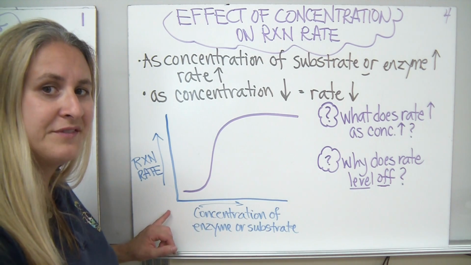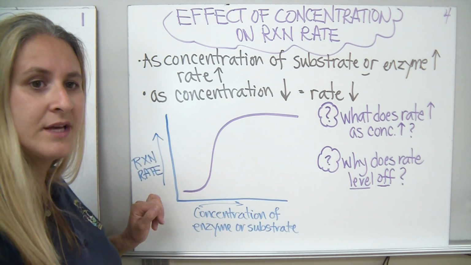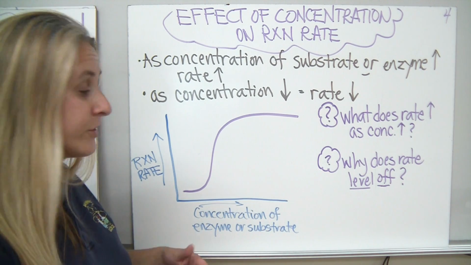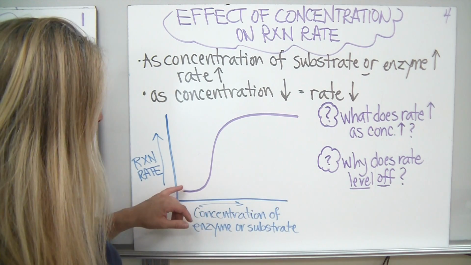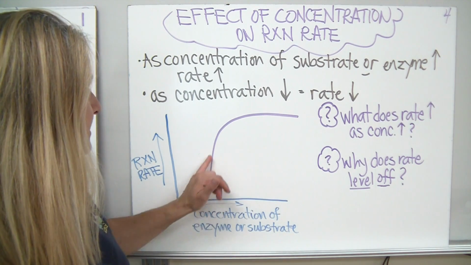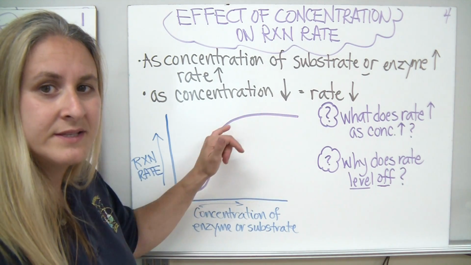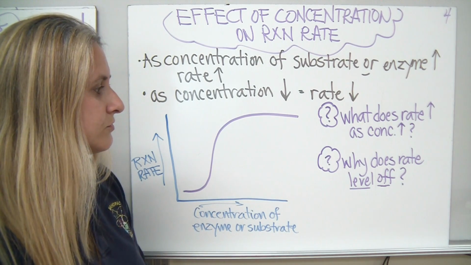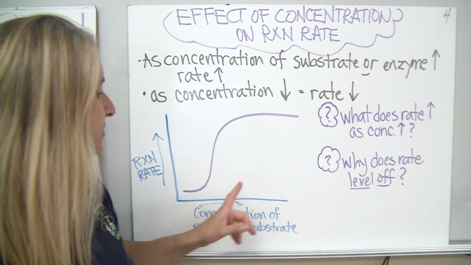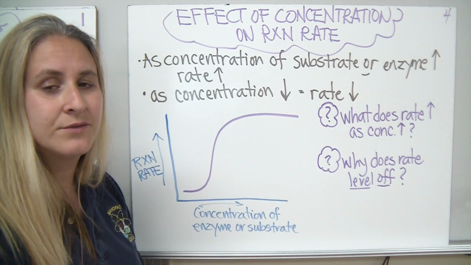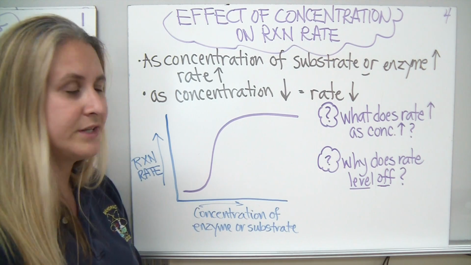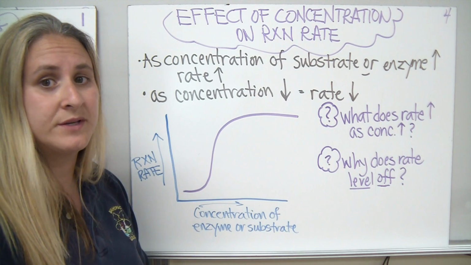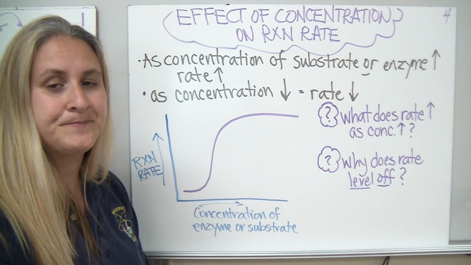So if we look at our generic graph again, as the reaction rate increases on the y-axis and our concentration of either the substrate or the enzyme, or it could be both, increases on the x, you notice that as the concentration increases, the rate also increases, but then we get this plateau, it levels off. Why do you think it plateaus? Well, we have 2 questions. What does the rate do as the concentration increases? We just answered that. Make sure you record your answer. The other question is, why do you think the rate levels off? Why don't you pause, think about it for a second, and we'll come back and talk about it.